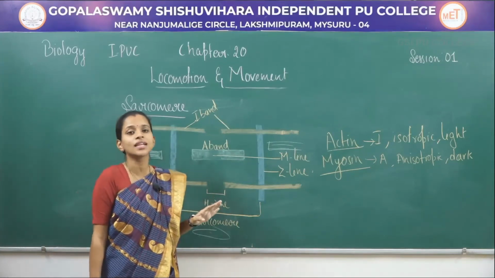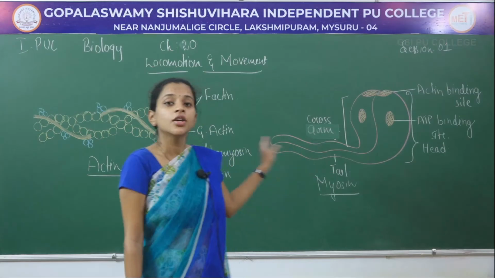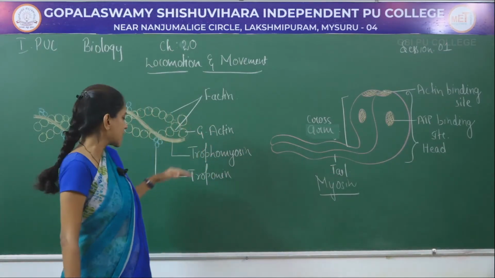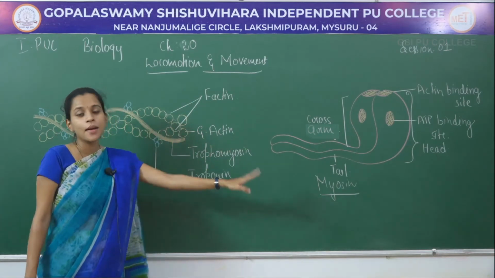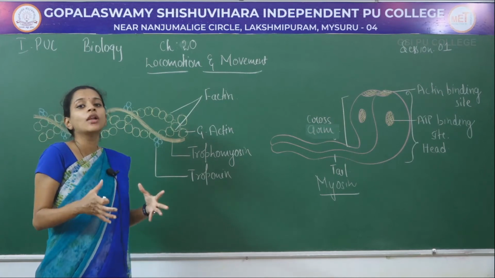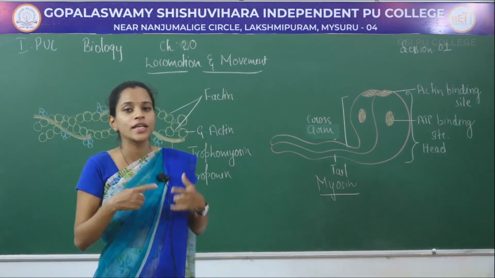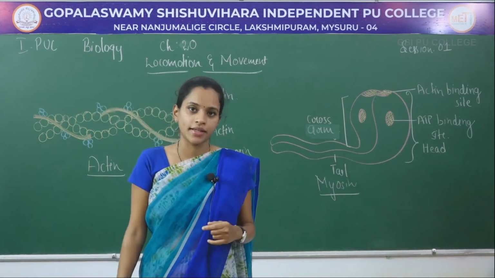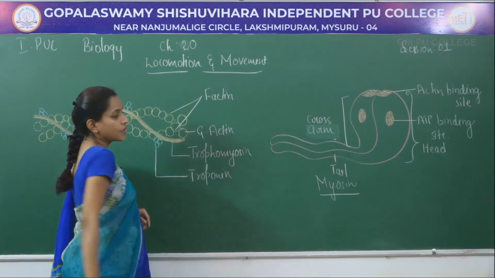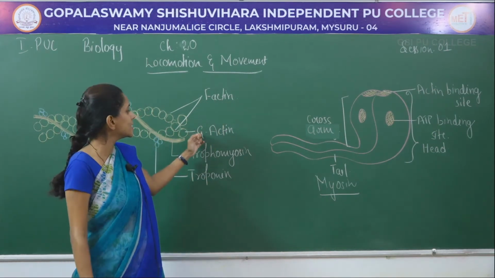Next we will study the structure of contractile proteins. Here on the board you can see the structure of contractile proteins, that is actin as well as myosin. Actin is a polymer structure made up of protein chains wound together. It is a polymer of F actin, and this F actin contains monomeric G actin.